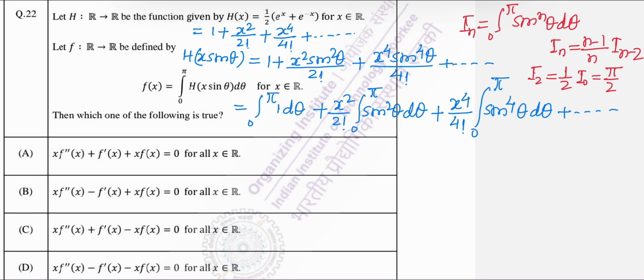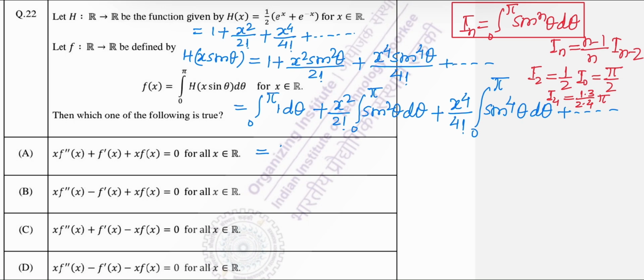Similarly, if you find I4, then I4 will be 1 into 3 by 2 into 4 into pi. You can check that, very easy. If you know this formula, then you can do it very easily. You can find I4, I6, but I said that there is no need to go for I6 and I8. 3 terms are sufficient.